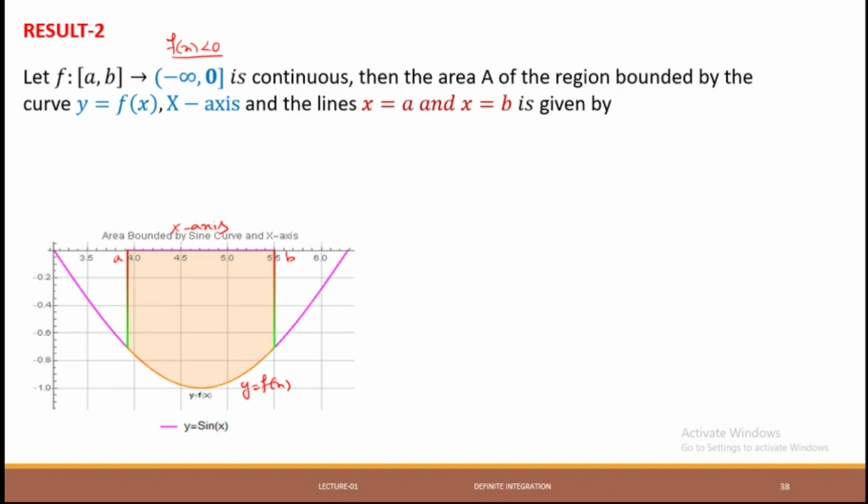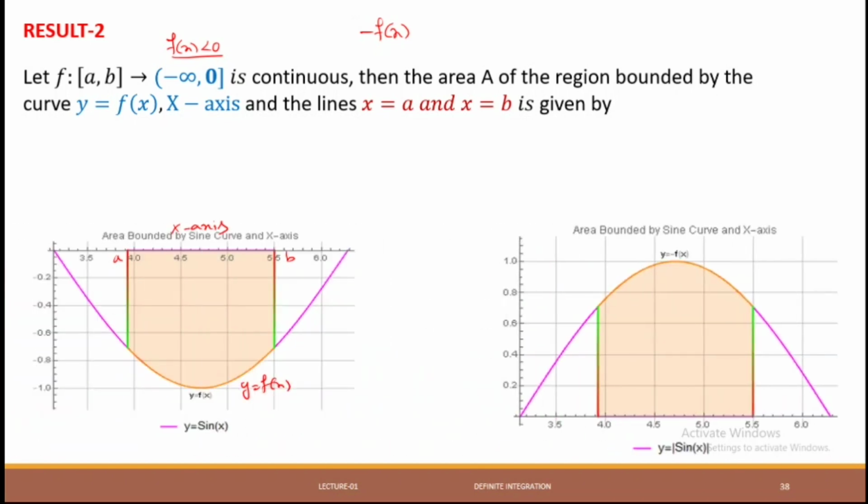How do I apply the previous result? To apply it, I need my function to be positive. But in the given function, it is negative. So how do I make it positive? By multiplying by a minus sign. Now I will consider the function minus f(x), a graphical transformation. If f(x) is negative, then minus f(x) will be positive, and the sketch of that graph will be like this.